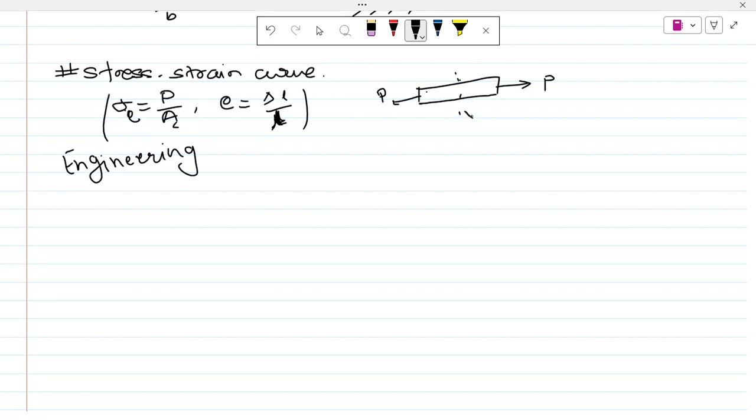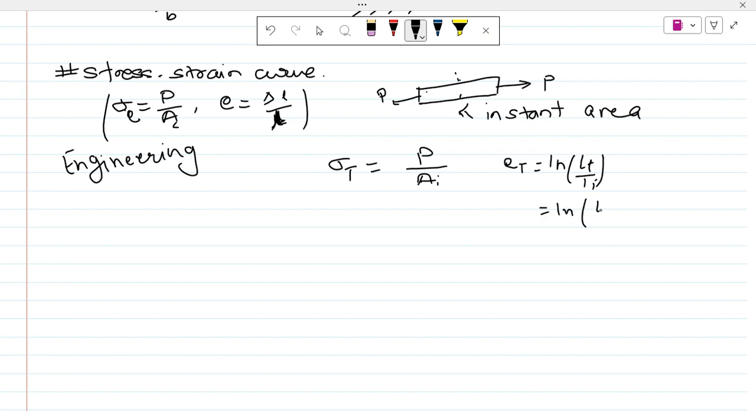What if the instantaneous area is used? That is, sigma is force upon the instantaneous area. This gives true stress and true strain. True strain is defined as ln of final length upon initial length, which is ln of 1 plus delta L by L, and delta L by L is e, the engineering strain. Similarly, true stress can be derived as engineering stress times 1 plus e. So this is how engineering and true strains are related.